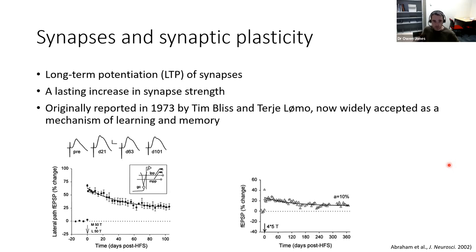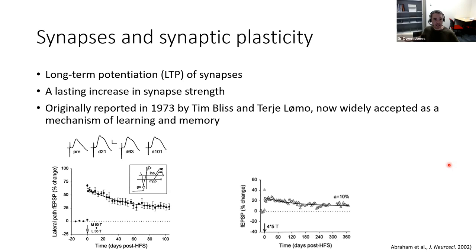And what they found was if you zap these synapses repeatedly, briefly but repeatedly, with little jolts of electrical current, that actually the strength of the synapse increased. And not just did that synapse become stronger, or those synapses become stronger, but they remained stronger for a long time, minutes or even hours. And they called this long-term potentiation, or LTP. So this is a lasting increase in synapse strength.